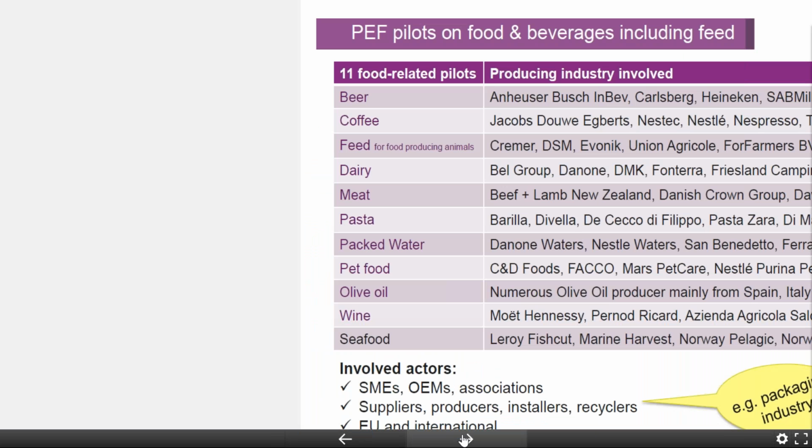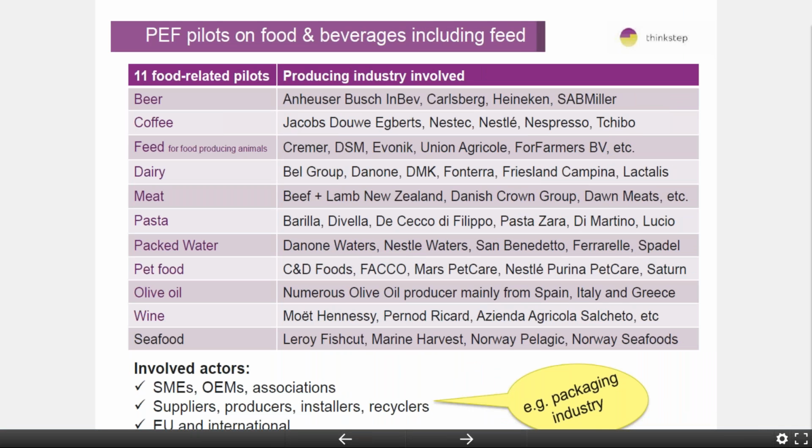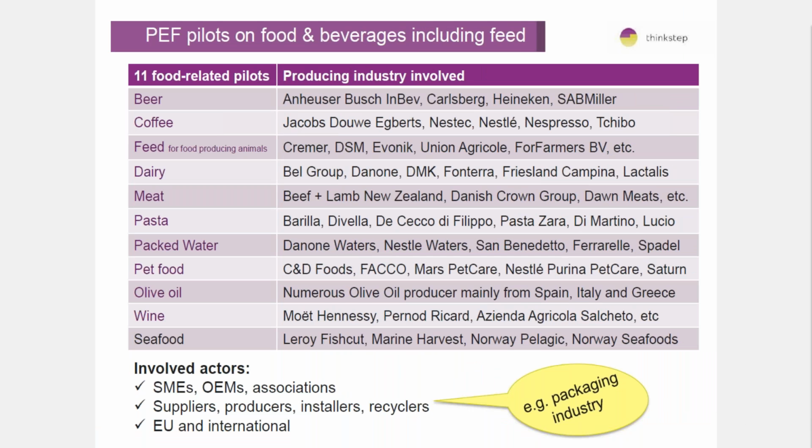However, it's not just Barilla, it's not just Danone. Although the two, Barilla and Danone, own by far the majority of environmental product declarations, there are other companies that are definitely working in this area. And you can see from beer to coffee to olive oil, seafood, even packaged water, right?